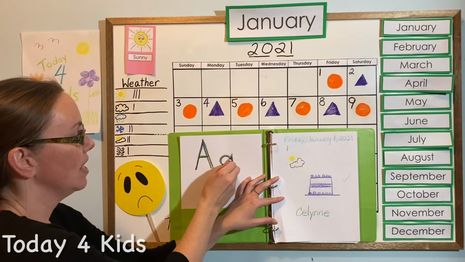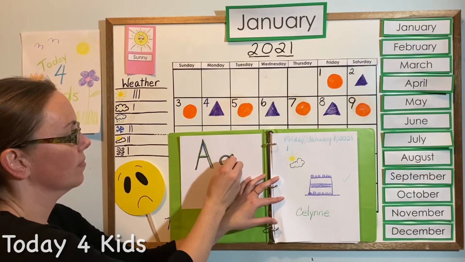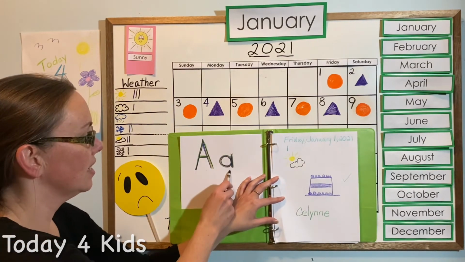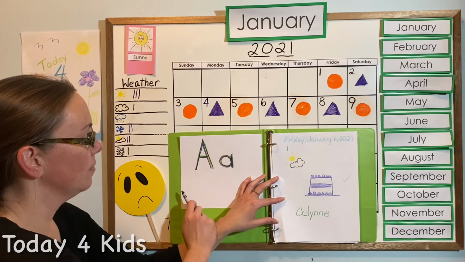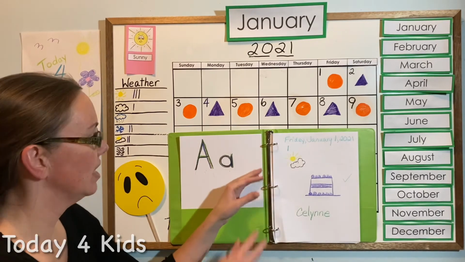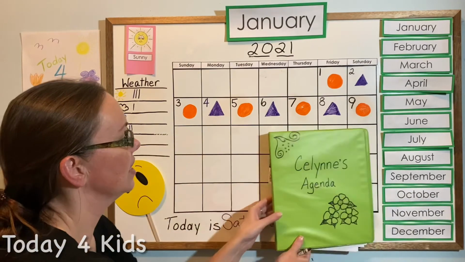And then if you make a circle and a line down, that's your little a. Big A, little a. Capital A, uppercase A, lowercase a. We have all kinds of different names for things. Isn't that silly that we call things so many different things?